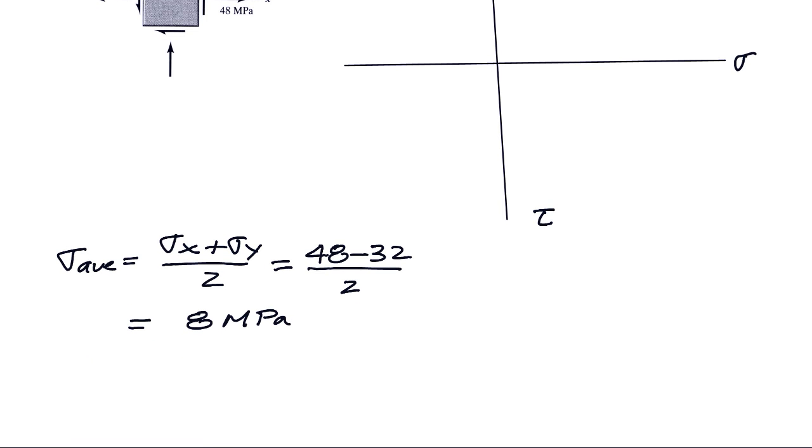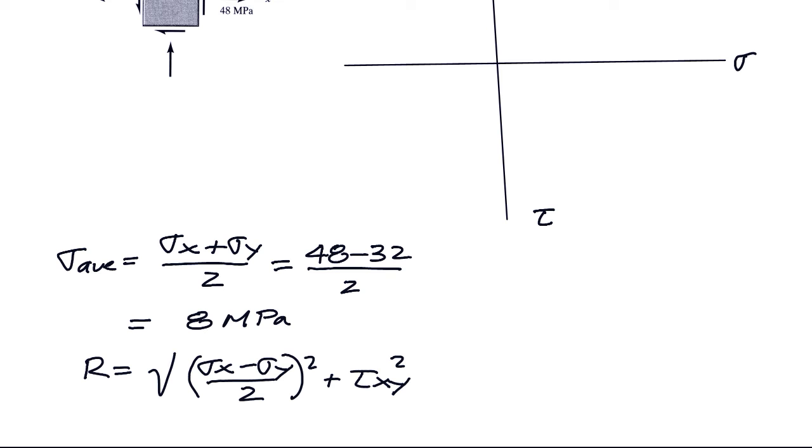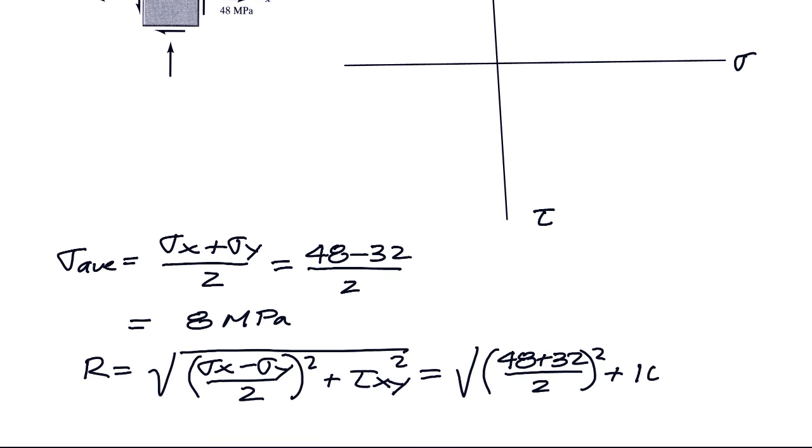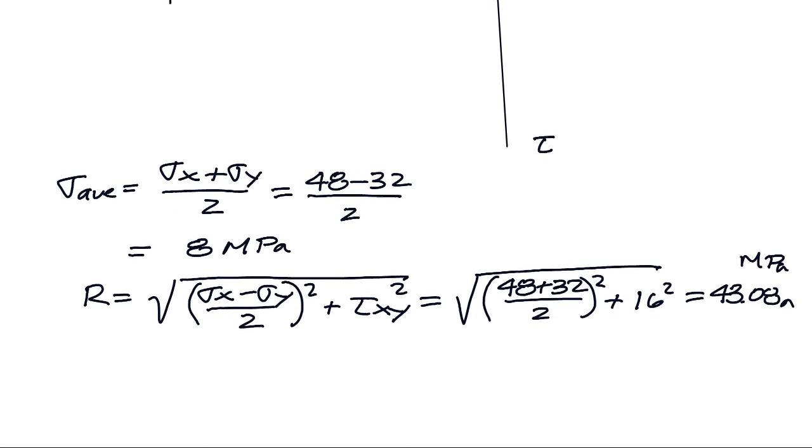The radius of Mohr circle, r, we know that that's given by sigma x minus sigma y divided by 2, squared, plus tau xy squared. So this is 48 plus 32 divided by 2 quantity squared. Tau xy, that's 16. That radius is 43.08 megapascals. Okay, so that's what we need for that.